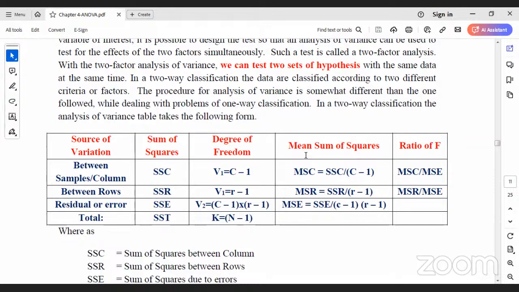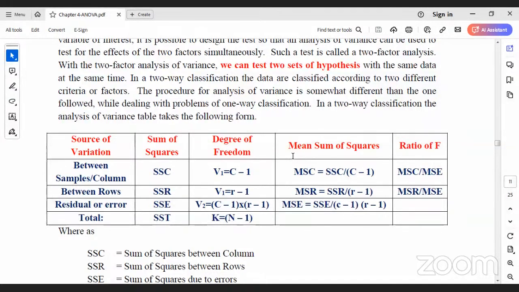V1 is equal to R minus 1. Again V1 here. See, in this ANOVA two-way classification problem, V1 in the first case and V1 again in the second case. Two times we have to write the same, that is V1 and V1. Then MSC is equal to SSC divided by C minus 1. Then MSR is equal to SSR divided by R minus 1. Then the variance ratio F is equal to MSC divided by MSE, then MSR divided by MSE.